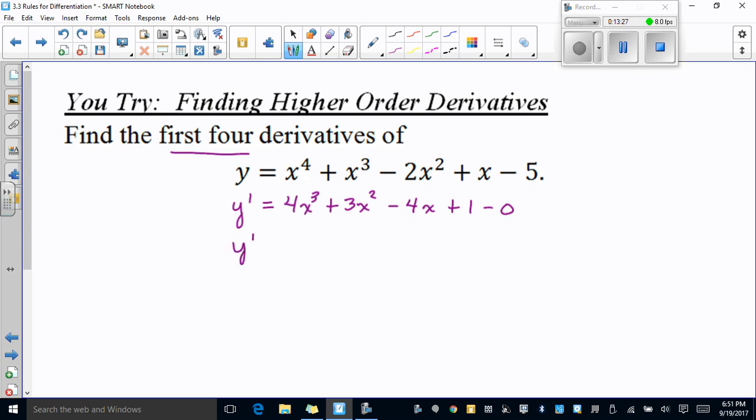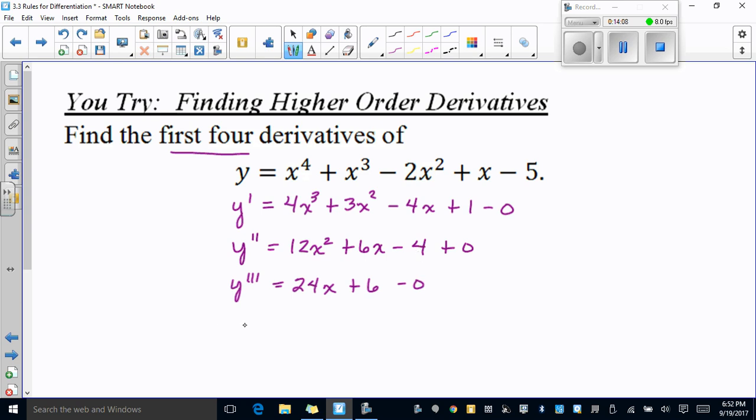Y double prime, 4 times 3 is 12x, bring down a power, so 2. 3 times 2 is 6, plus 6x, minus 1 gives you 1, minus, this here becomes just 4, plus 0. Consider this me having done the math on these two. Left with plus 0, again, after that it's just 0. Okay, so the third derivative, 12 times 2 is 24x plus 6 minus 0. This guy here went up to 0 again.